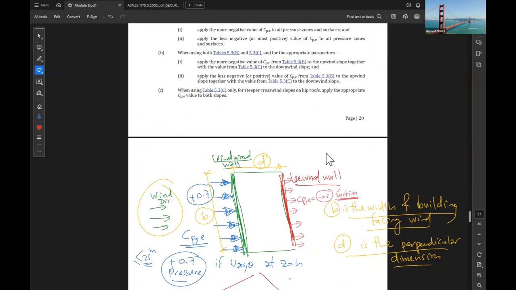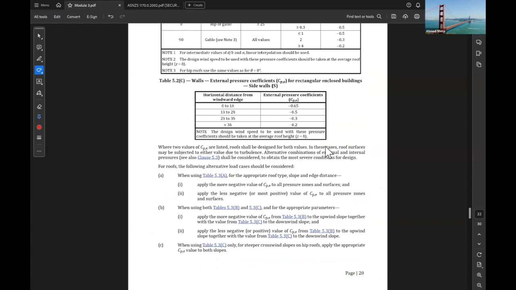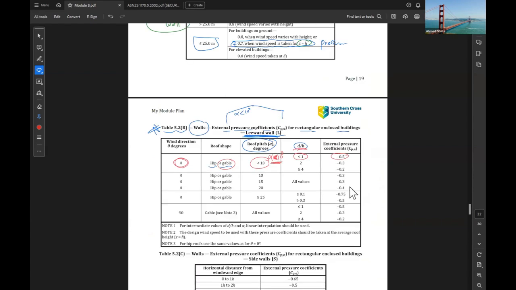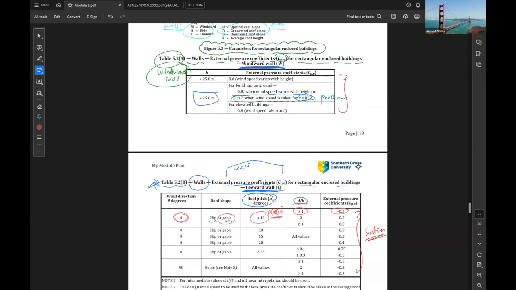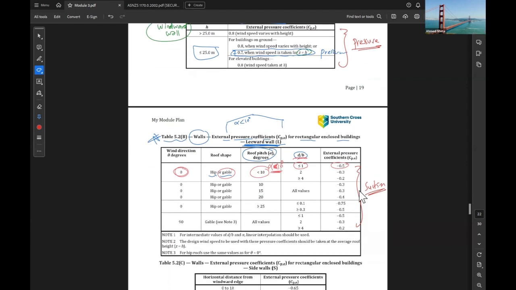Okay, thanks. No worries. So if we return back to here, the idea is that depending on the percentage D over B and the roof pitch, you can find the factor CBE. CBE negative means suction. If you can see here, all of them are suction. Any leeward pressure will be suction, and any windward pressure will be pressure. So the windward wall is all the time under pressure, the leeward all the time under suction.